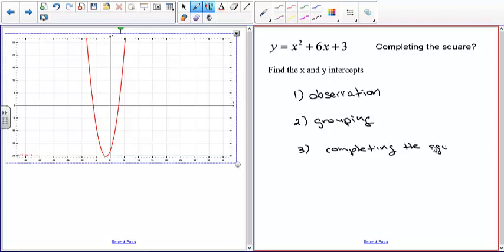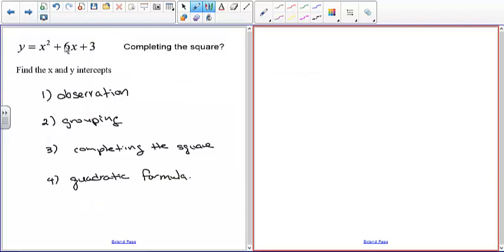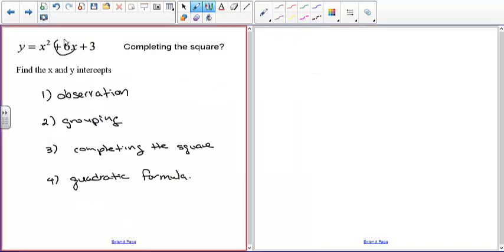And the final approach is the quadratic formula. That always works. It's just sometimes it's overkill. You can do it shorter using one of these other methods. Now completing the square is easier when this number is even. If it's odd, you can still do it, but it just becomes more difficult.